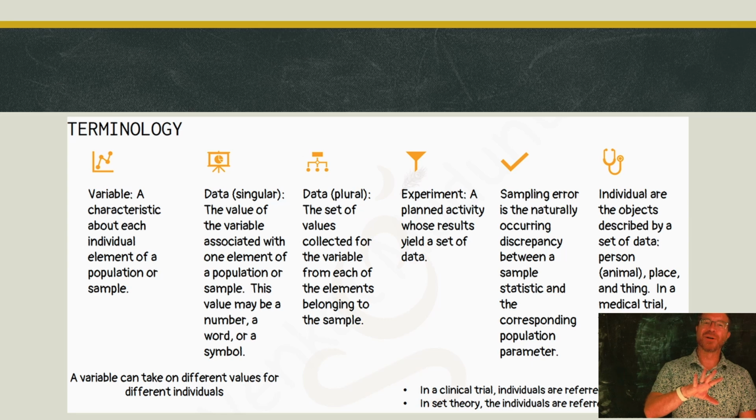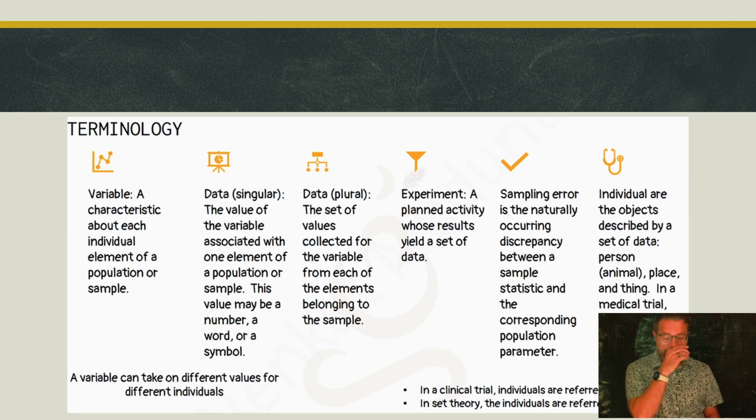We don't really do categorical data analysis, but I'll talk a little bit about the actual topic. An experiment is just a planned activity whose results yield a set of data. Okay? Sampling error is the naturally occurring discrepancy between a sample statistic and the corresponding population parameter.